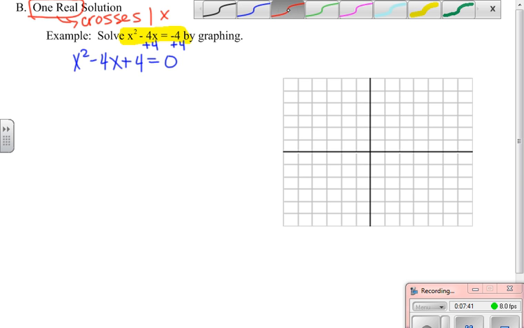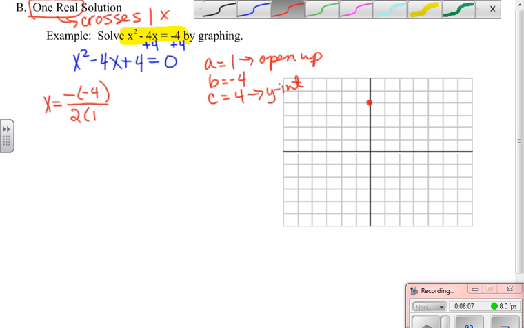So now I know a is 1, so it's an open up. I know that b is -4, and I know that c is 4. That means that's my y-intercept. So I can go ahead at 0, 1, 2, 3, 4, plot that point. So let's go ahead and find our line of symmetry, the opposite of -4, all over 2 times a, positive 4 over 2, which is 2. So somewhere along this line is my vertex.